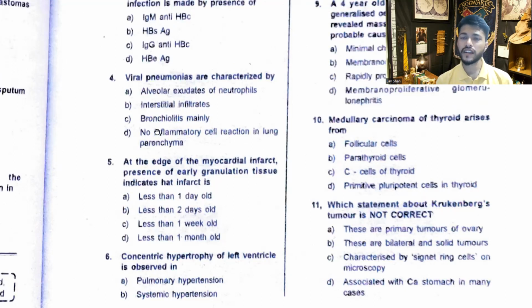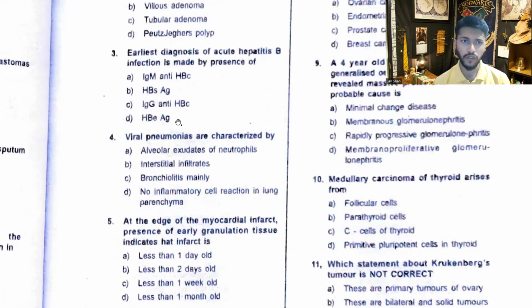Viral pneumonias are characterized by, now viral pneumonias are basically atypical pneumonias. They are not lobar, they are interstitial. So you'll have interstitial infiltrates, that's true. Alveolar exudates of neutrophils, no. It is of lymphocytes. Bronchiolitis mainly, no. Inflammatory cell reaction in lung, no inflammatory reaction, false. There is inflammatory, but it is a lymphocytic inflammation.